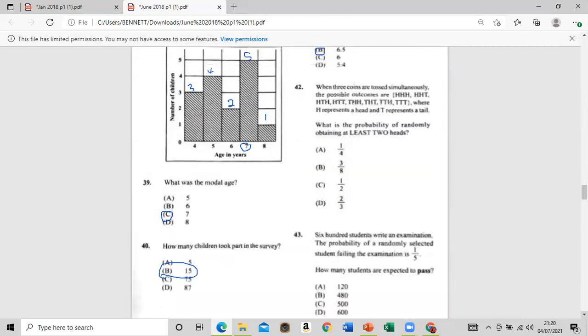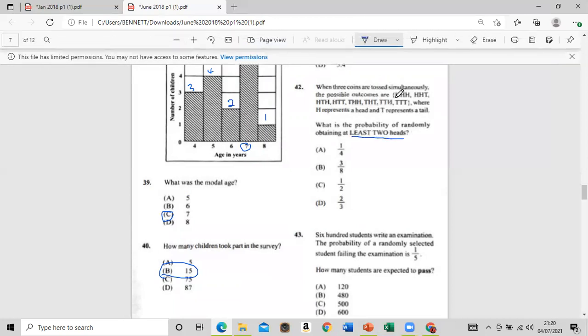Alright, 42. When 3 coins are tossed simultaneously, it means together. The possible outcomes are listed, where H represents the head and T represents the tail. What is the probability of randomly obtaining at least, with this word, at least 2 heads?